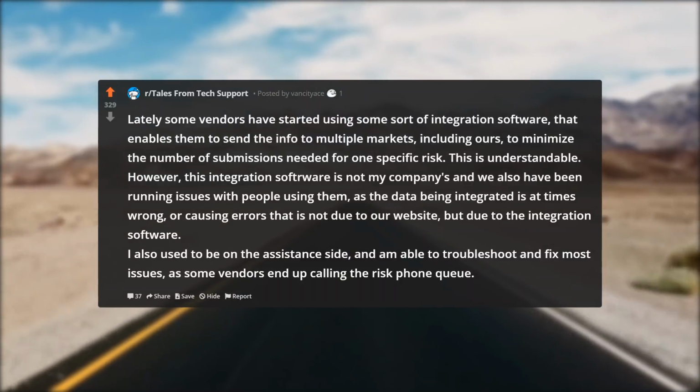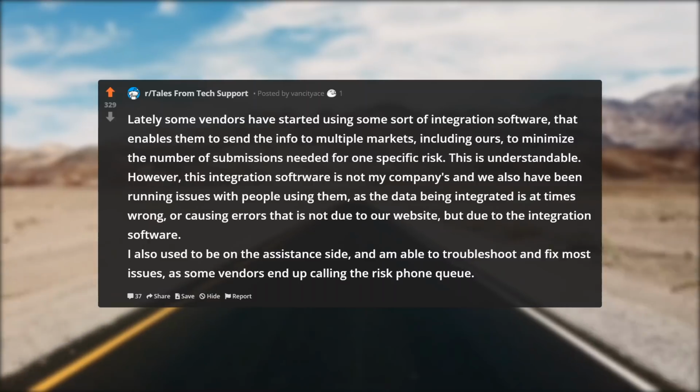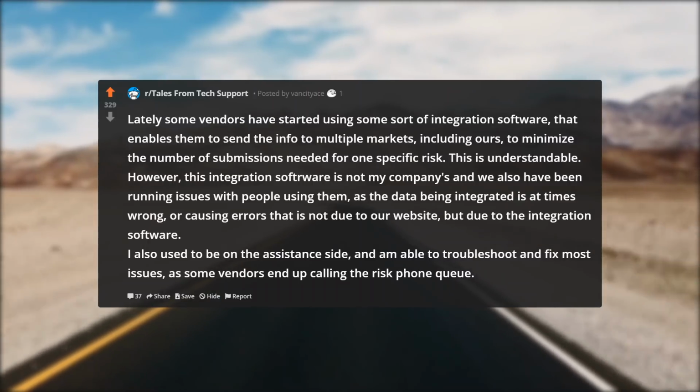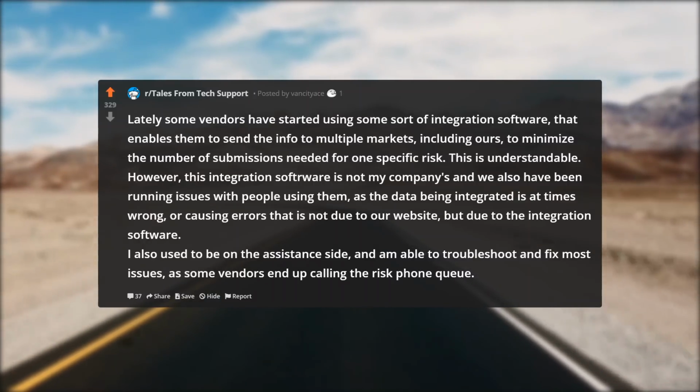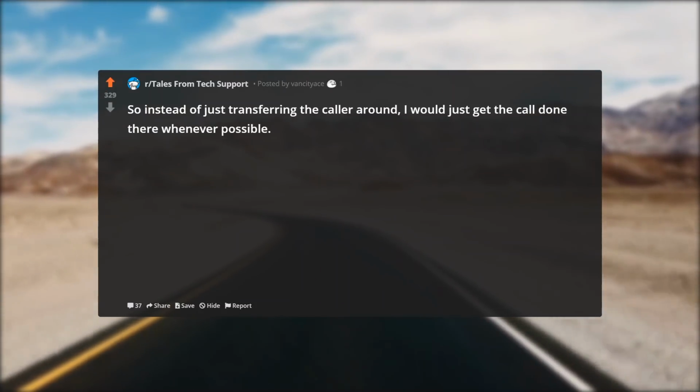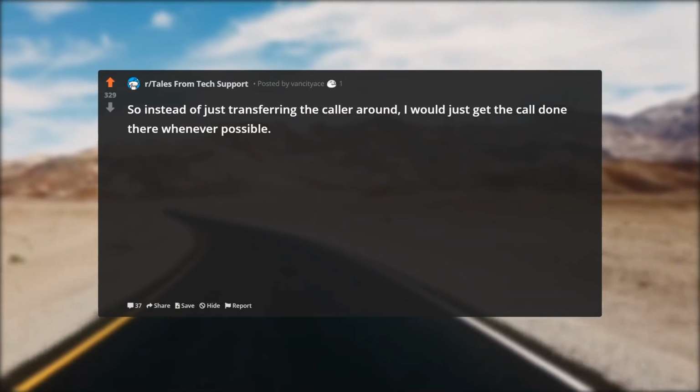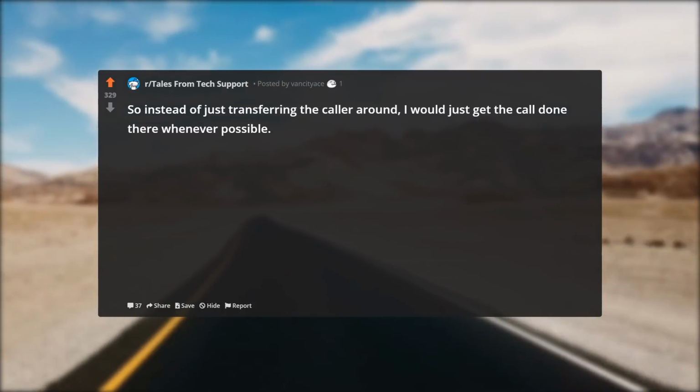I also used to be on the assistance side, and am able to troubleshoot and fix most issues, as some vendors end up calling the risk phone queue. So instead of just transferring the caller around, I would just get the call done there whenever possible.